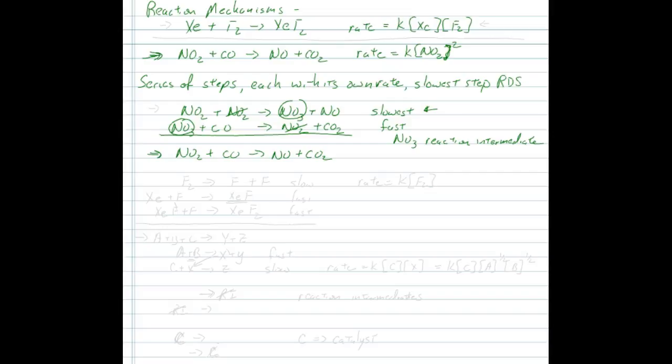And if you take the rate from the slowest step, you get [NO2] times [NO2], which is the rate law.